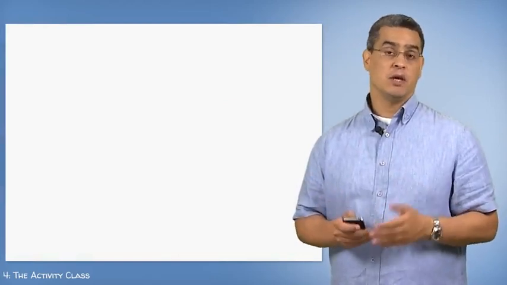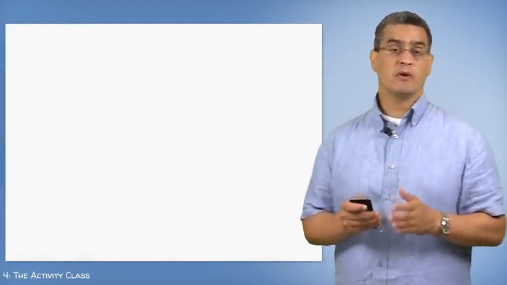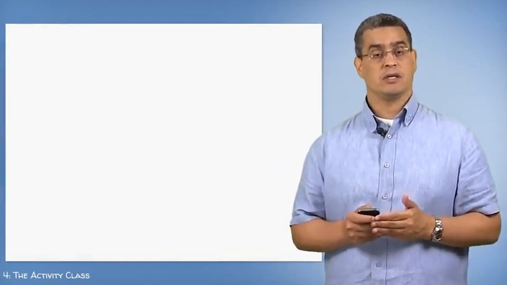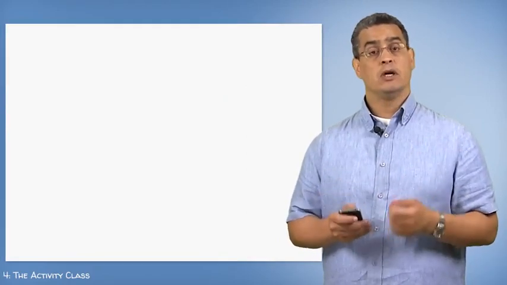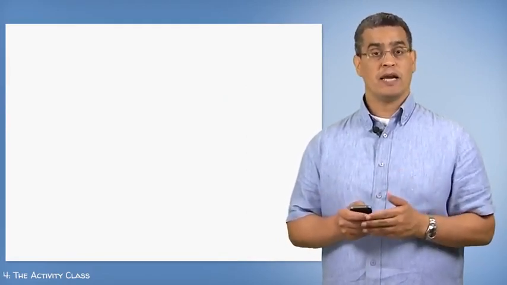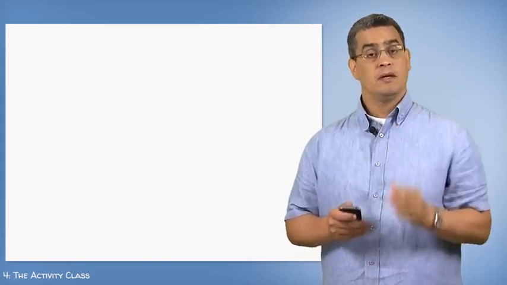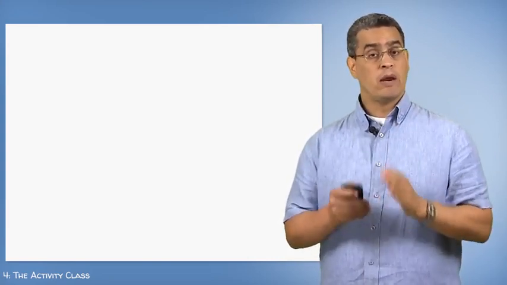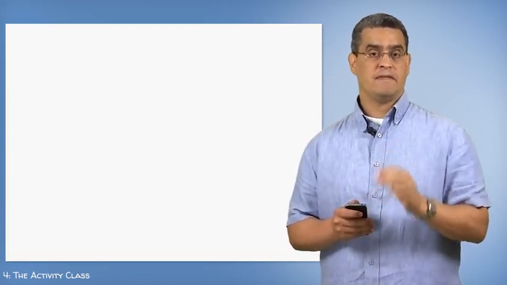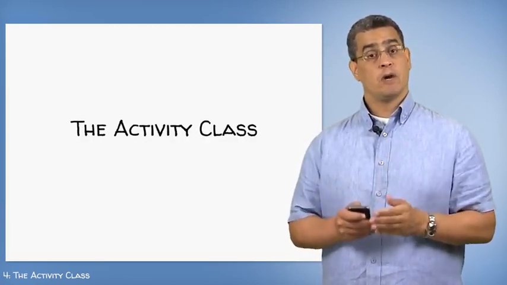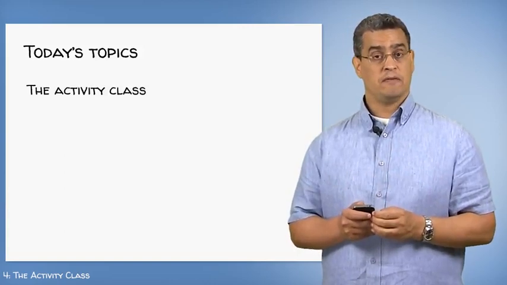In our last lesson, we talked about the four fundamental components of Android applications, and they were activities, services, broadcast receivers, and content providers. Today, we're going to take a deeper look at one of those components, the activity class. I'll start by presenting the activity class itself.